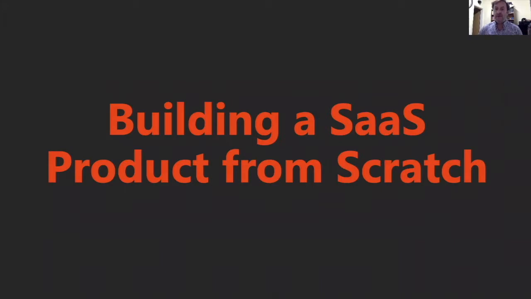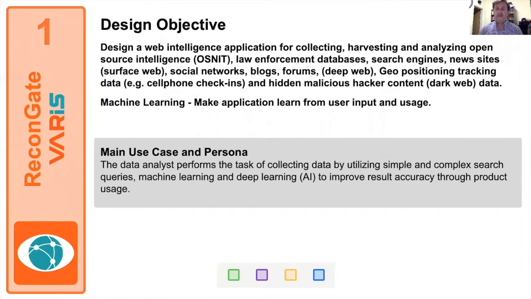Building a SaaS product from scratch. The design objective was to design a web intelligence application for collecting, harvesting, and analyzing open source intelligence, and also being able to connect to an external database, search engines, and social networks, as well as geo-positioning tracking data and collecting hidden content from the dark web.